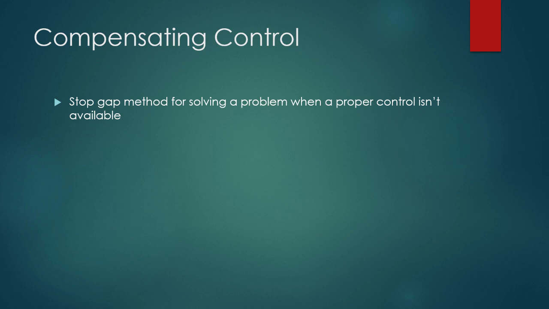When we don't have a proper control, we use what we call a compensating control. So a compensating control doesn't solve the problem properly. It's just a stopgap method. It could be something like we have a door that's unlocked and we can't fix it.